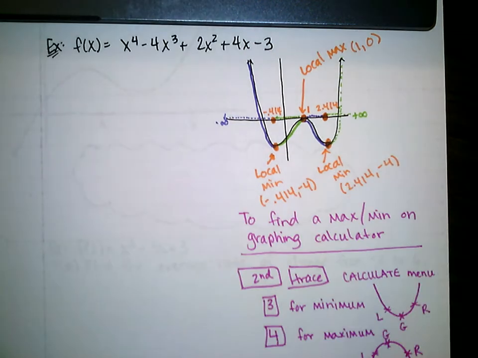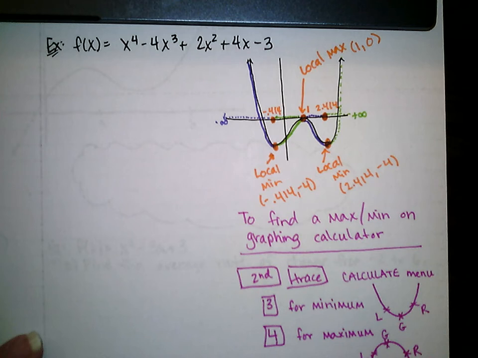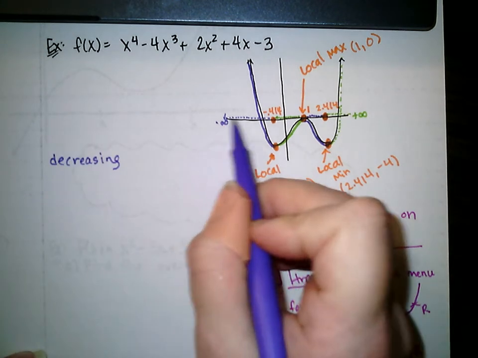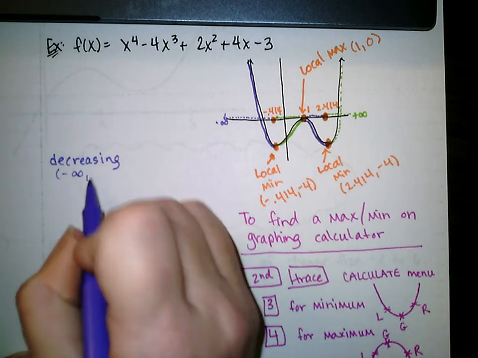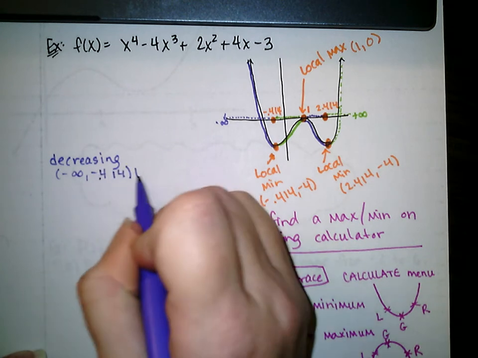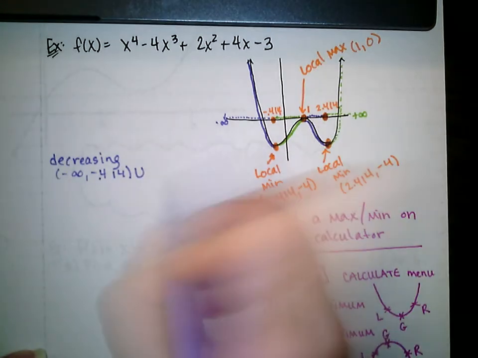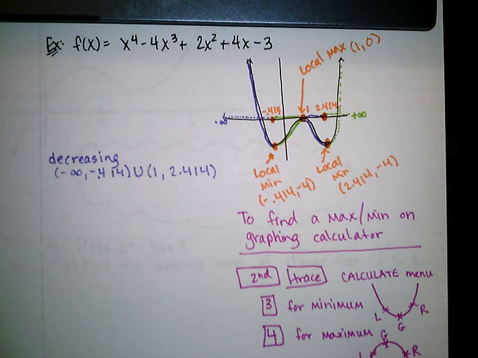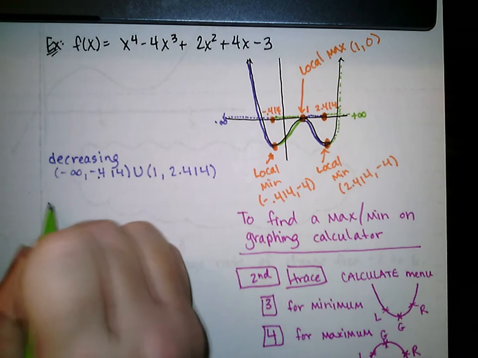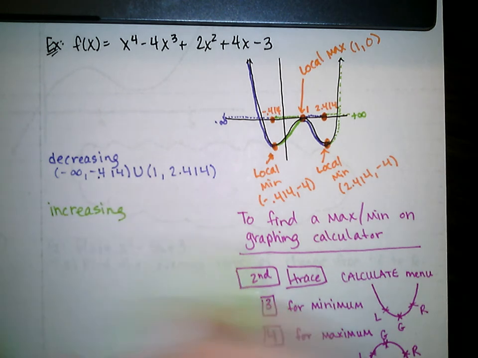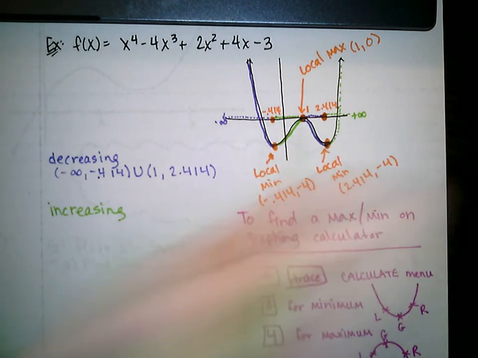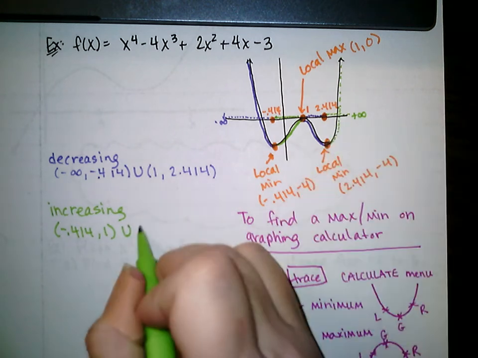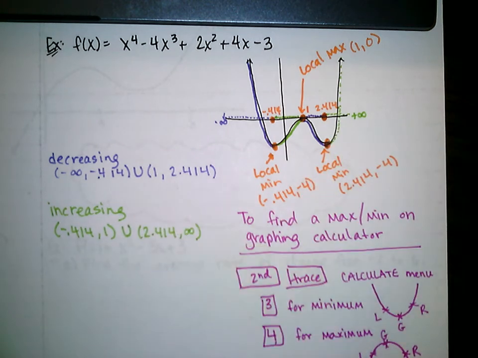Then I'm just going to use this graph to list my increasing and decreasing intervals. So this graph is decreasing on the interval between negative infinity and negative 0.414. And then it's increasing for a while, and then it's decreasing again between 1 and 2.414. We're always using x values to describe those intervals for increasing, decreasing. Then it is increasing on the interval between negative 0.414 and 1. And then again from 2.414 to infinity.